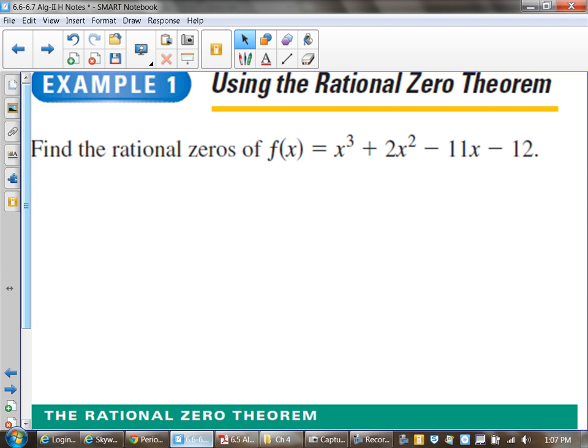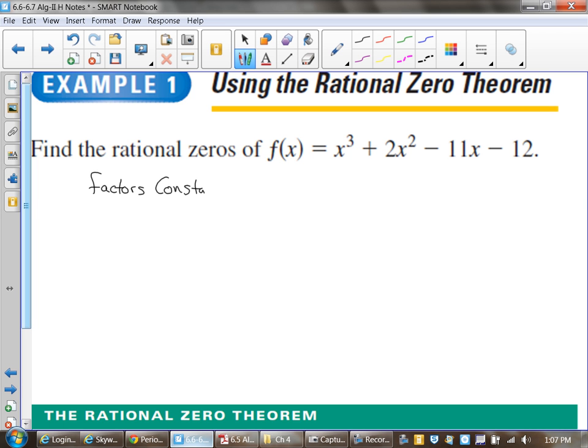So there's a pattern to this. Here's what you do. You take all the factors of your constant divided by all the factors of the leading term coefficient, and you put a plus and minus in front of it.